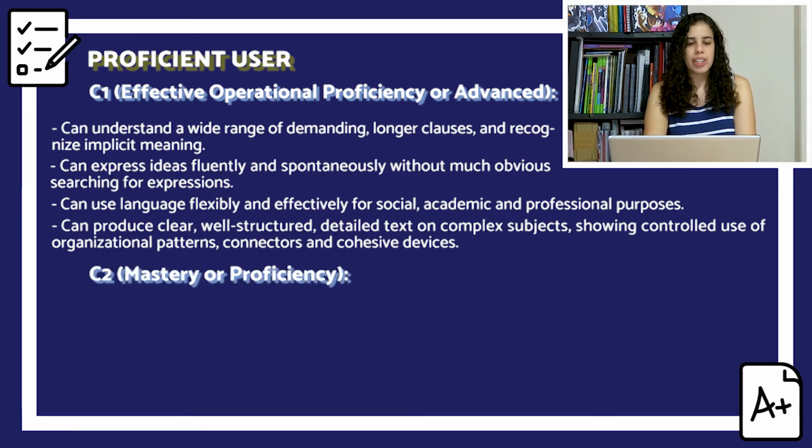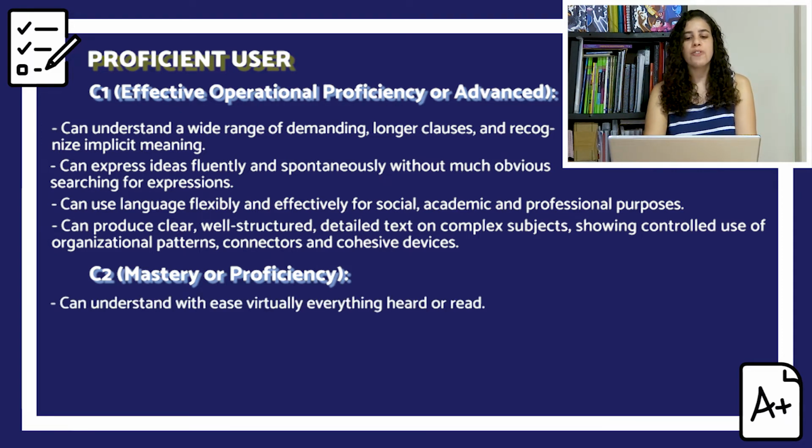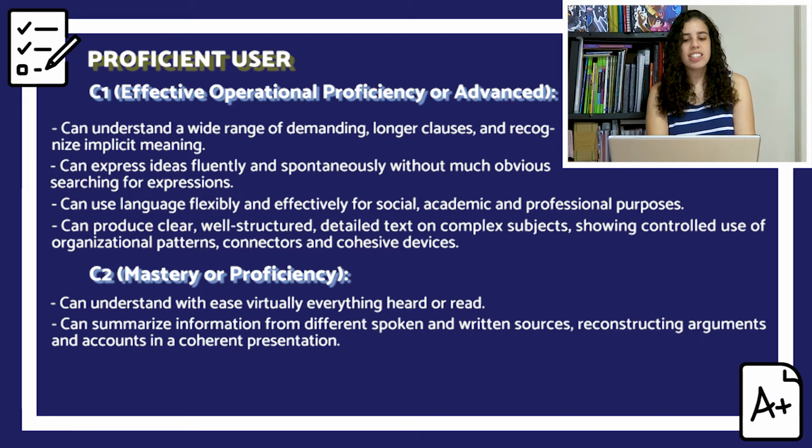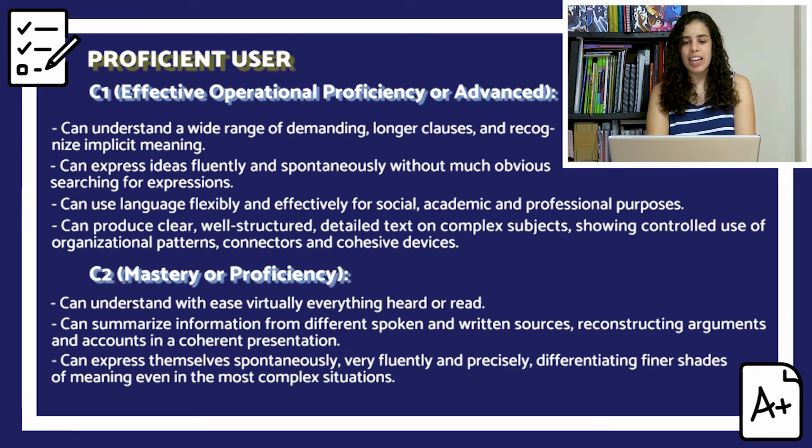C2, mastery or proficiency. Can understand with ease virtually everything heard or read, can summarize information from different spoken and written sources, reconstructing arguments and accounts in a coherent presentation, and can express themselves spontaneously, very fluently and precisely, differentiating finer shades of meaning even in the most complex situations.